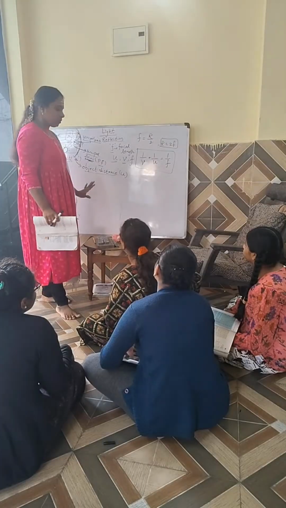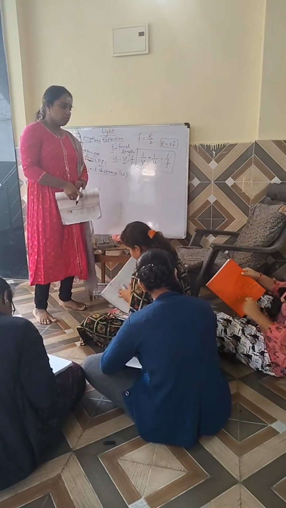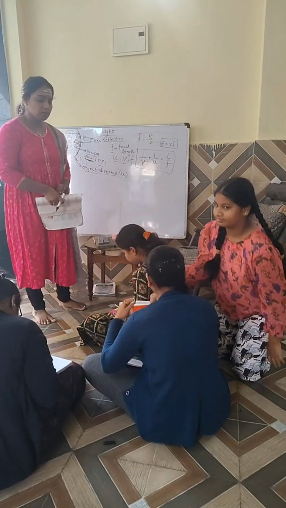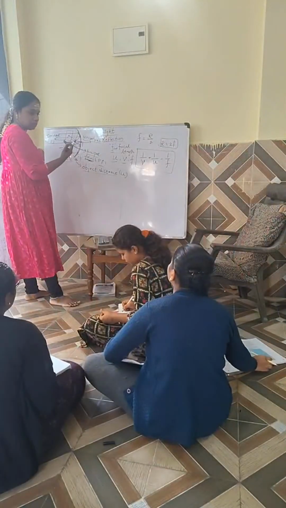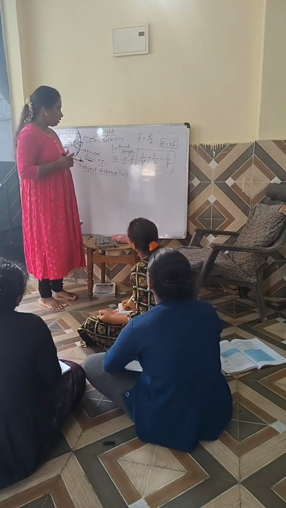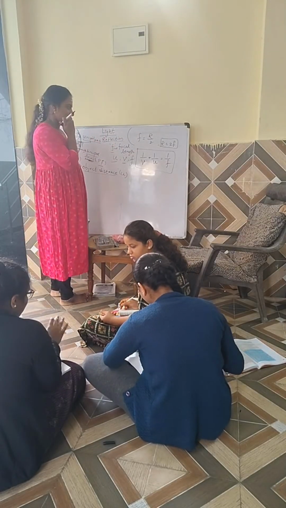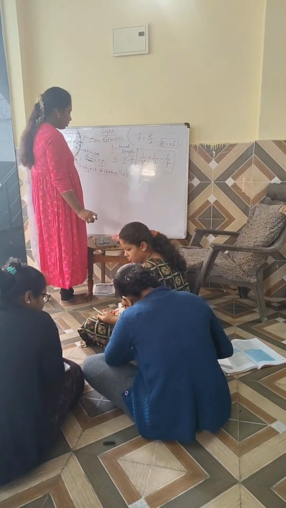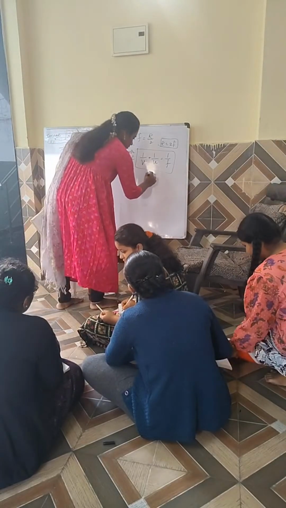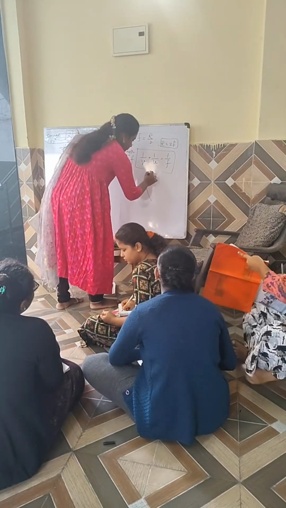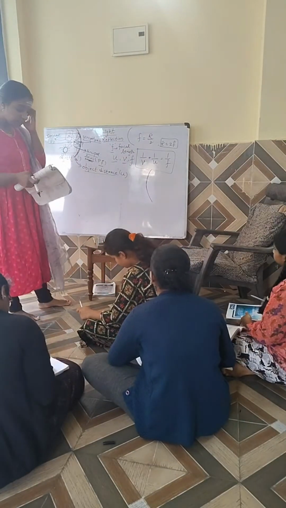Okay, note down the problem. A convex mirror. What is a convex mirror? This is a concave mirror, convex is the inverse. A convex mirror is like this. Now I am drawing the problem image here. The problem is a convex mirror. Write down the problem.